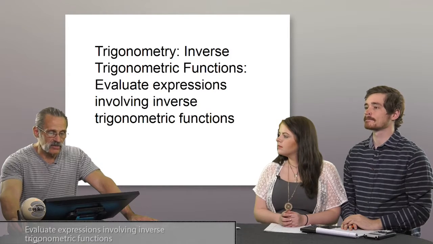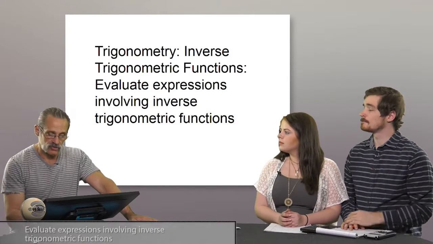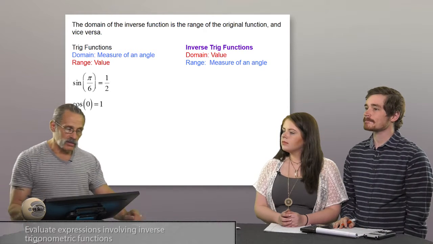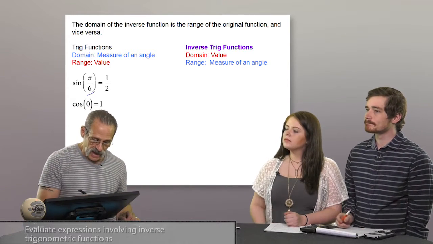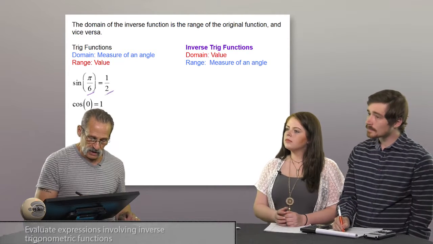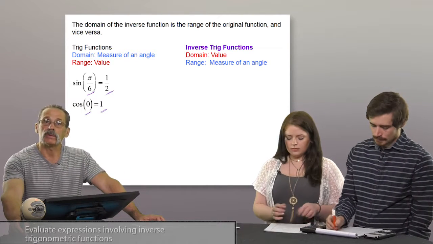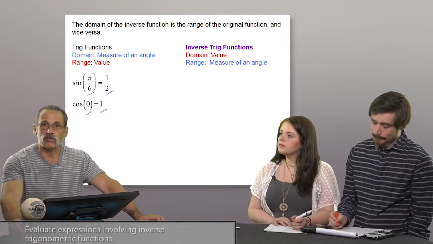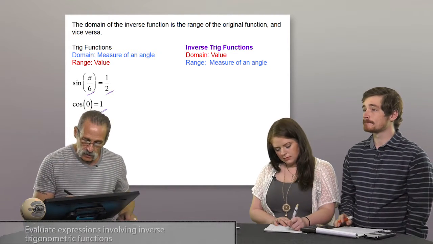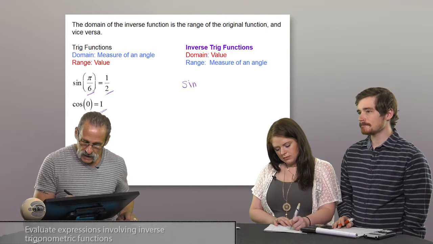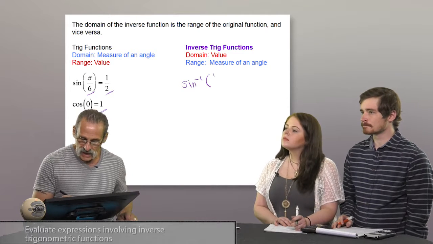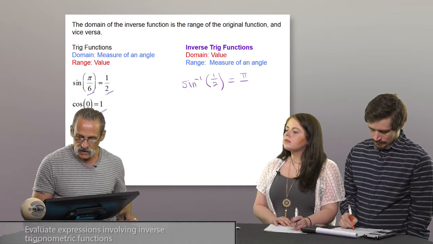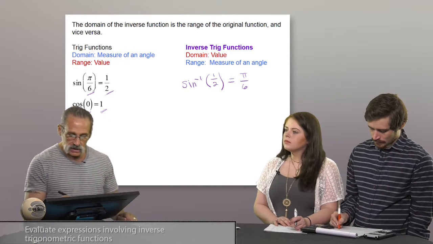Evaluate expressions involving inverse trigonometric functions. Well, if I look at a trigonometric function, I know the input is the measure of an angle, and the output would be a value, some real number. When you look at an inverse trigonometric function, you're interchanging the domain and range. So if I write the arc sine, I'll evaluate it at that real number, that value, and the output would be the angle. So the arc sine of 1/2 is pi over 6.